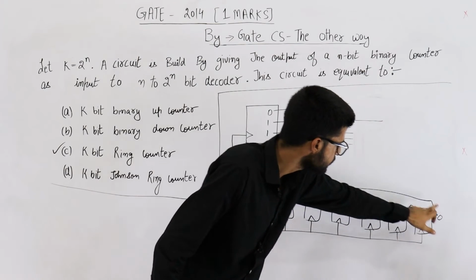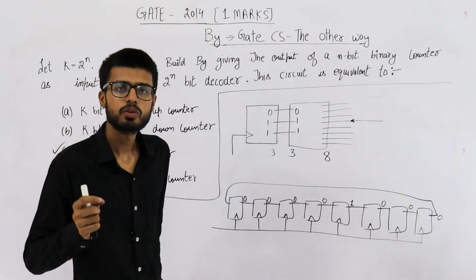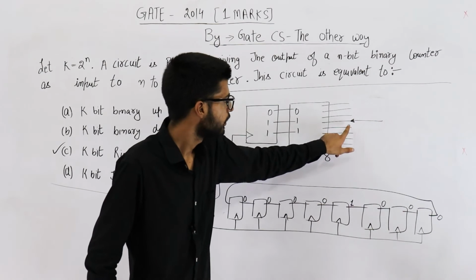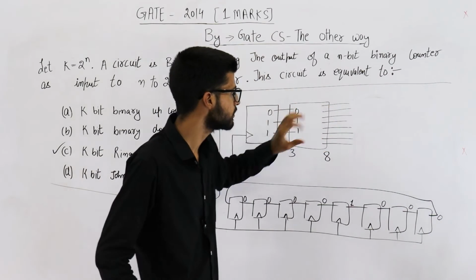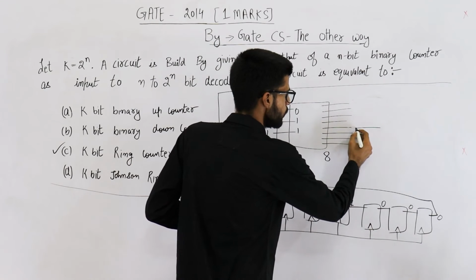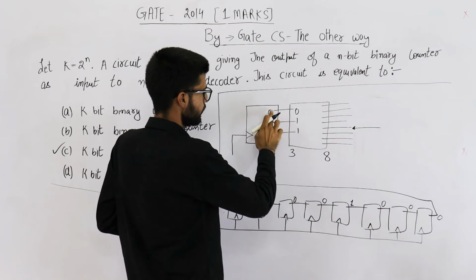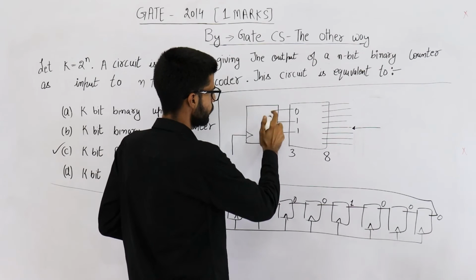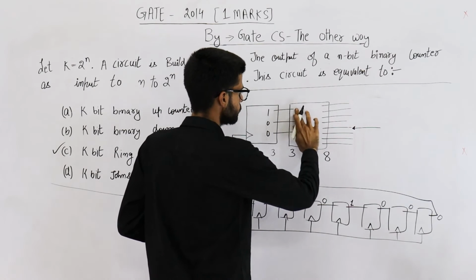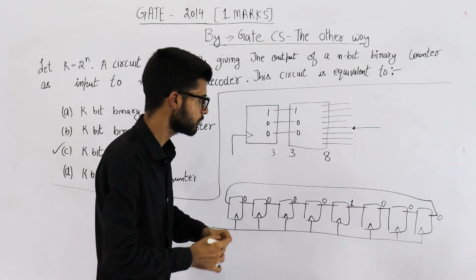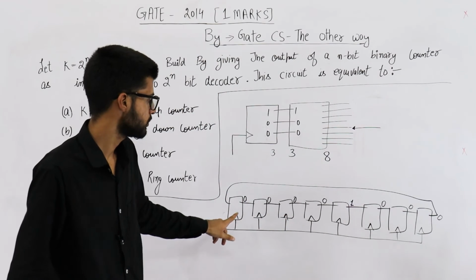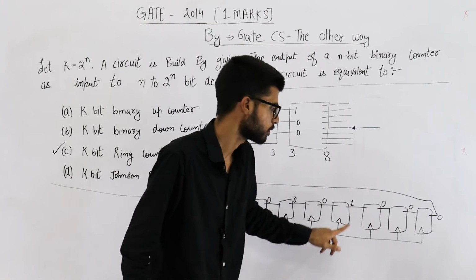Similarly, this last 0 will come here. So the next output is that this one becomes high, and the value becomes 4. It is 1, 0, 0. Here also the fourth output becomes high: 0th, 1st, 2nd, 3rd, 4th.